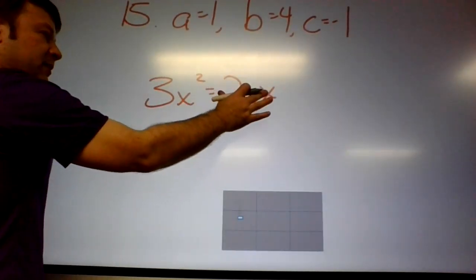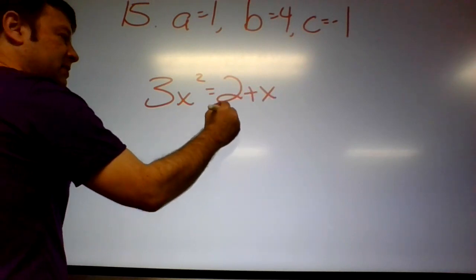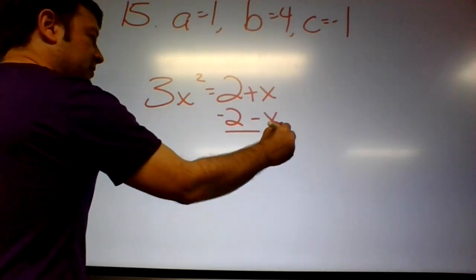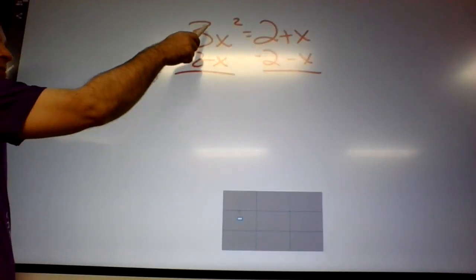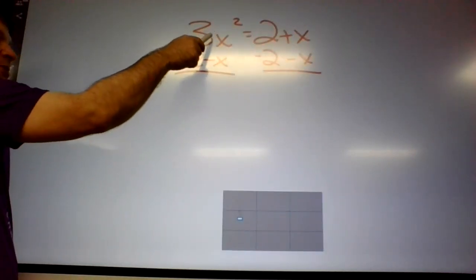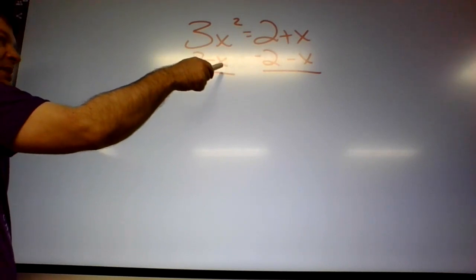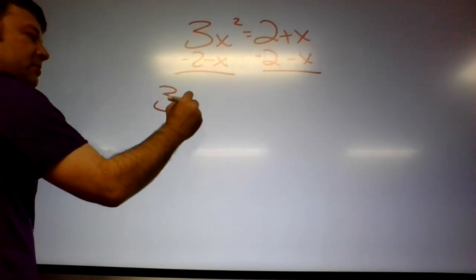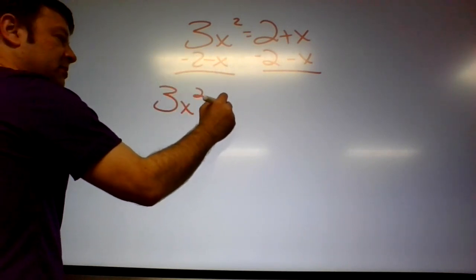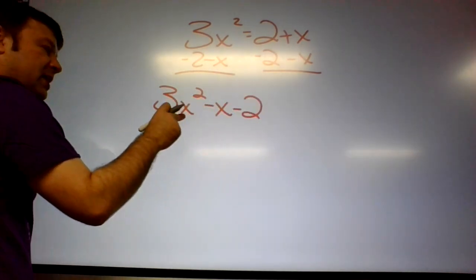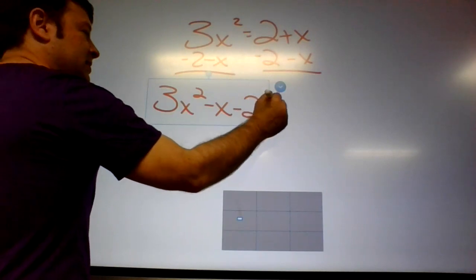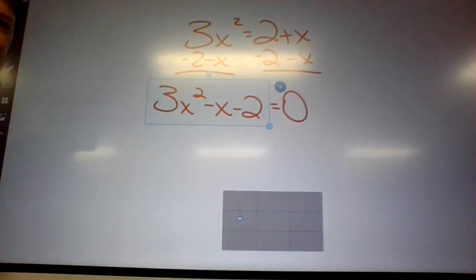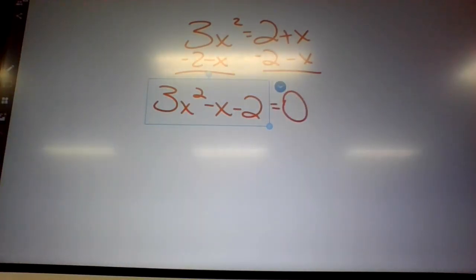So how do I get rid of the 2 and the x on this side? Subtract them. Okay. Does any of this mix? 3x squared minus 2 minus x? No. And also, you'll want to put it in order. First the x squared, then the x, then the number. And then that's your A, B, and C.